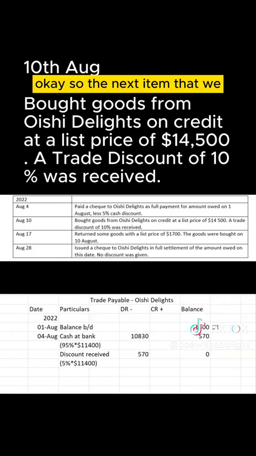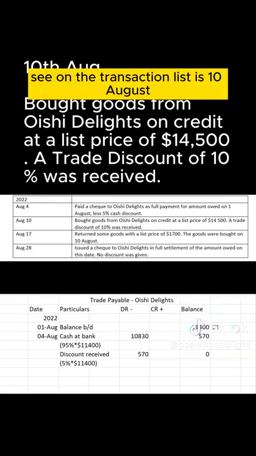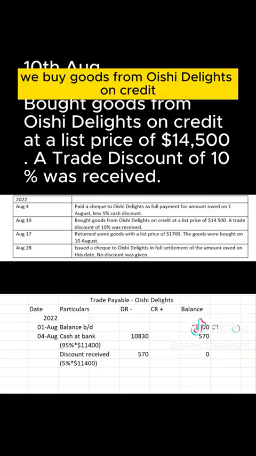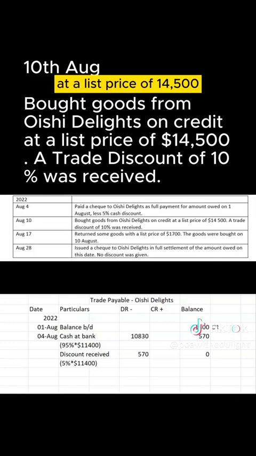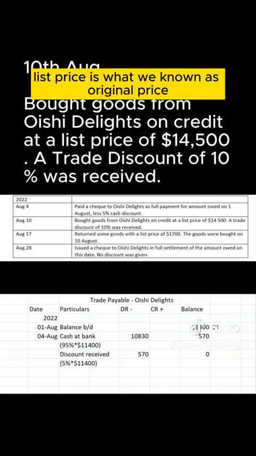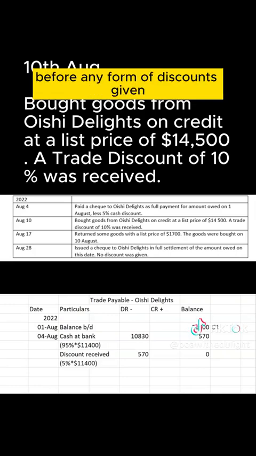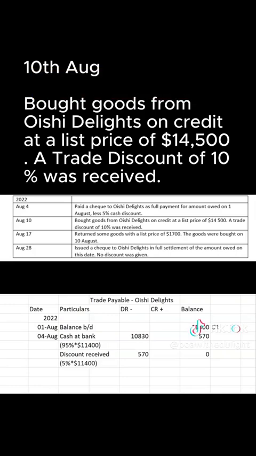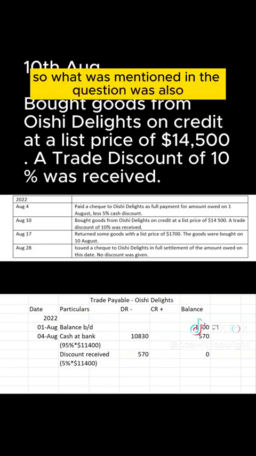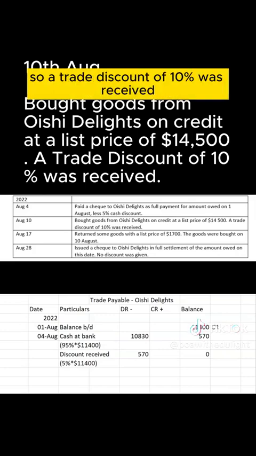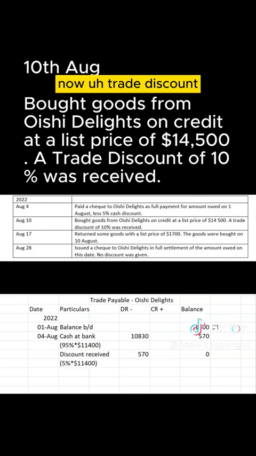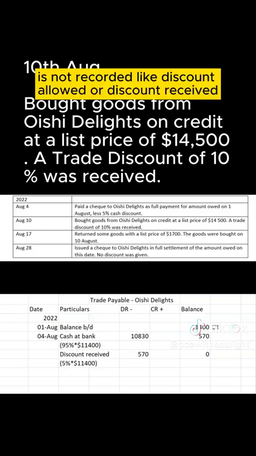So the next item that we see on the transaction list is 10th August, whereby we bought goods from Oishi Delights on credit at a list price of 14,500. Now let me stop here for a while. List price is what we know as the original price before any form of discounts given. What was mentioned in the question was also a trade discount of 10% received. Now, trade discount is not recorded like discount allowed or discount received.